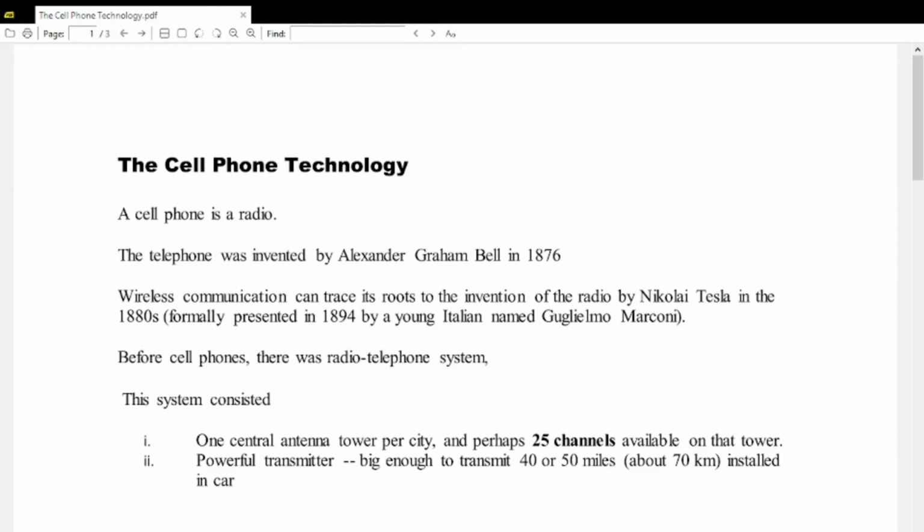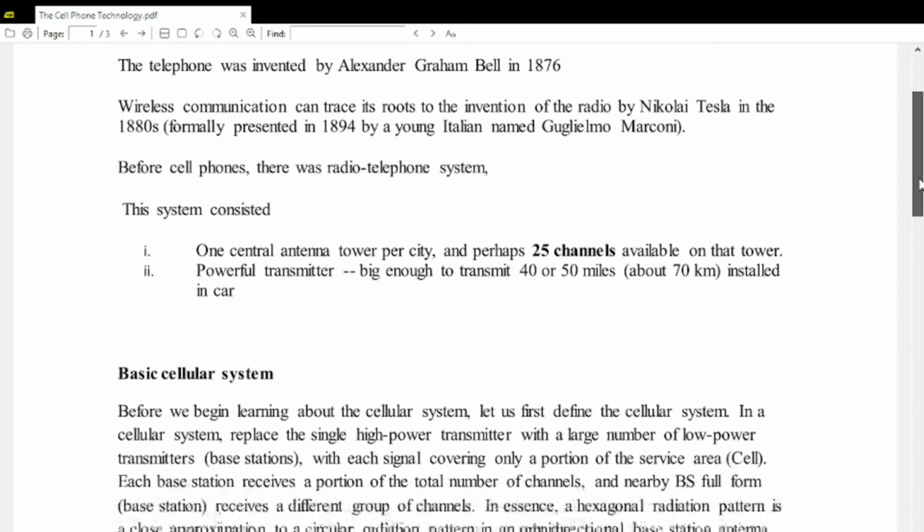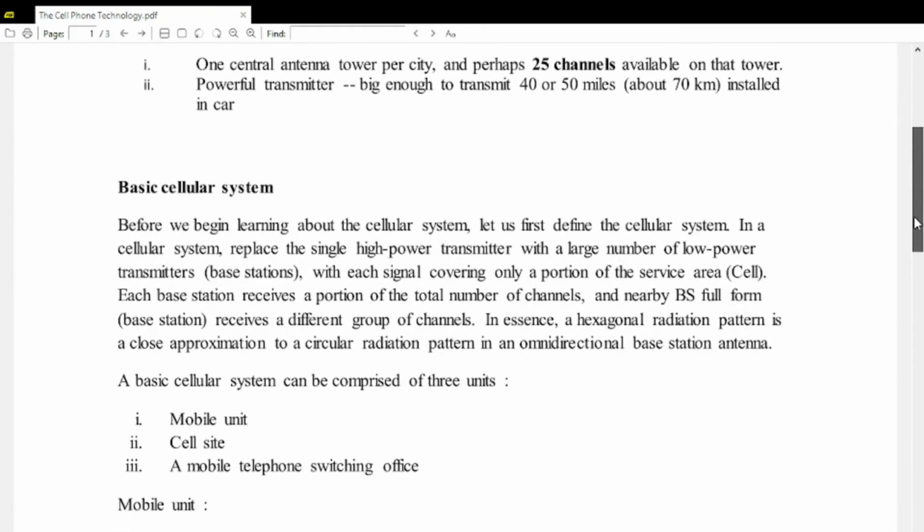Now, the main thing that I want us to look at is the cellular system. How is the cellular system organized? What are the elements, or the key components that are involved in this setup? To understand this, we need to define what a cellular system is.